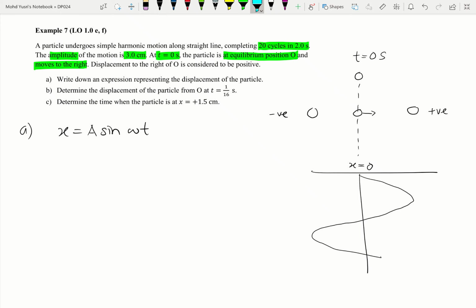Kerana kita tak boleh tulis equation tanpa kita masukkan value amplitude dan juga omega. Amplitude kita dapat daripada soalan. Amplitude bagi simple harmonic motion ini adalah 3 cm. Manakala omega perlu kita kira, sama ada omega sama dengan 2 pi f equationnya ataupun omega sama dengan 2 pi over T. Info dalam soalan dia kata 20 cycle per second. Jadi info ini boleh kita gunakan untuk kita cari omega.